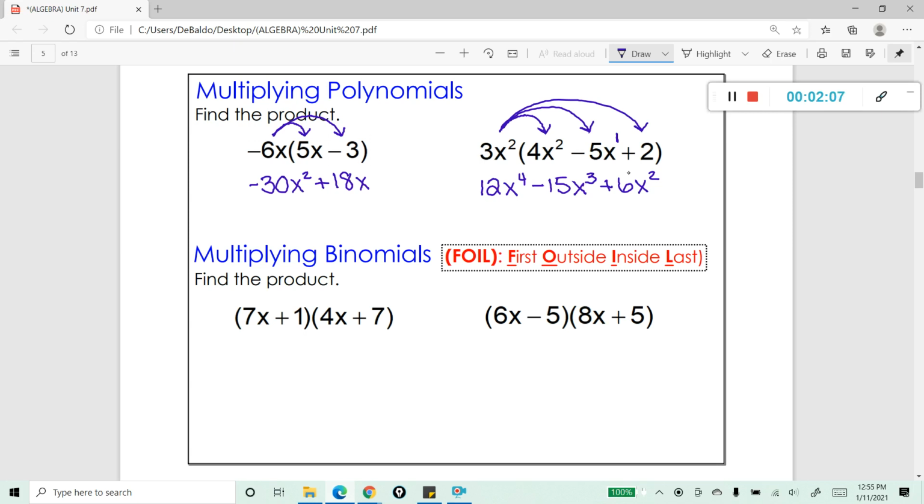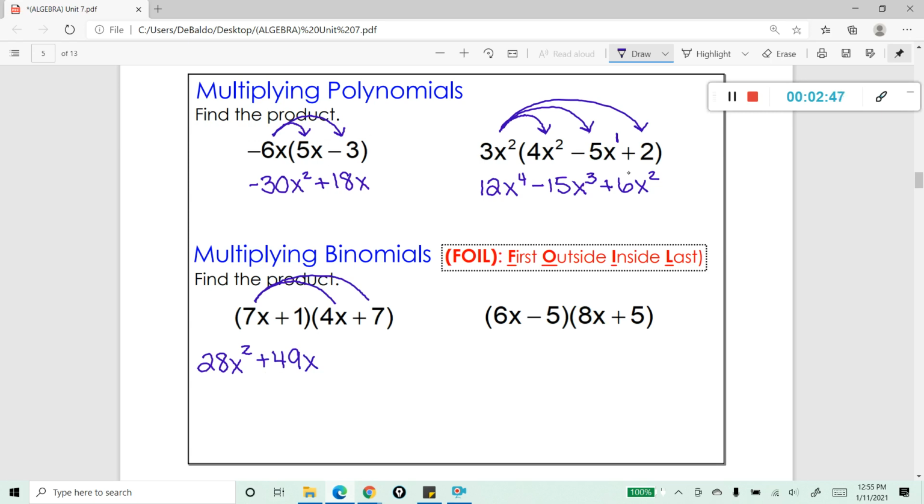So let's look at the first one. Notice how I have a binomial times a binomial. That indicates that I can use this foiling technique. So I'm first going to multiply the two terms that are in the first position in both binomials. That's going to be 7x and 4x. When you multiply those two terms together, that's going to give you 28x squared. Then we're going to move on to the outside terms. So the two outer terms, which is 7x times positive 7. That's going to give us 49x.